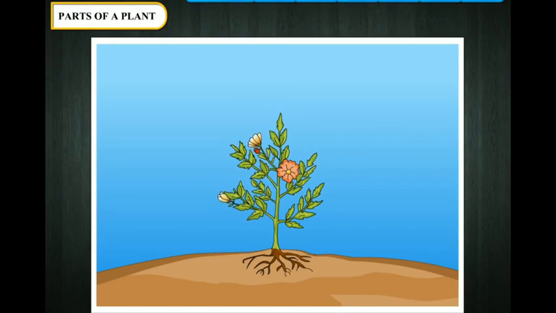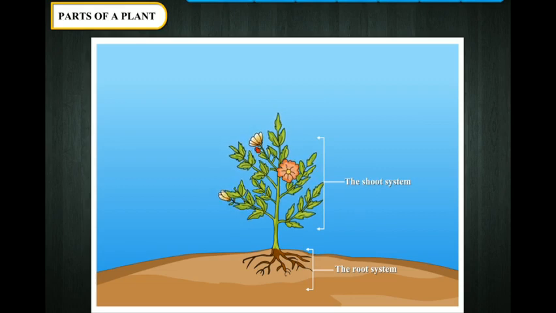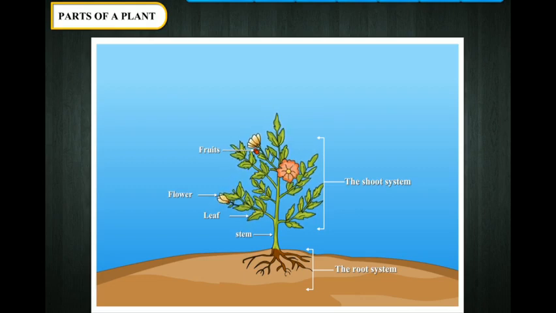Plants are also living things. They have different parts. Each of these parts performs a specific job. The parts of a plant body are divided into 2 main systems. These are the root system and the shoot system. The parts of the plant that grow mainly under the ground form the root system. The parts like stem, leaves, flowers and fruits that remain above the ground form the shoot system.